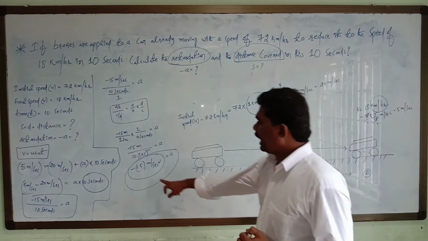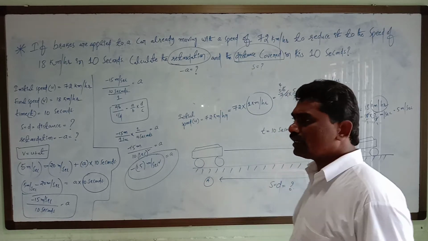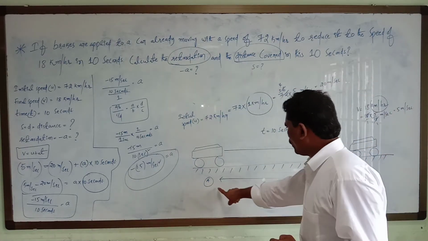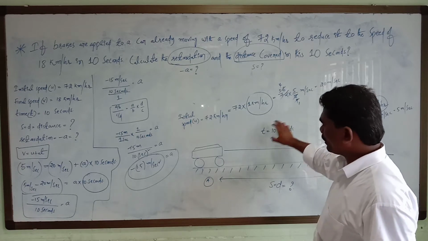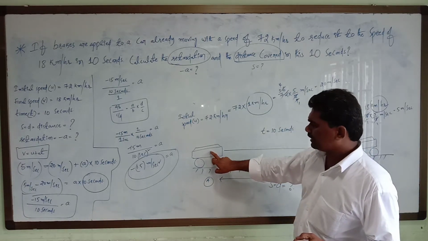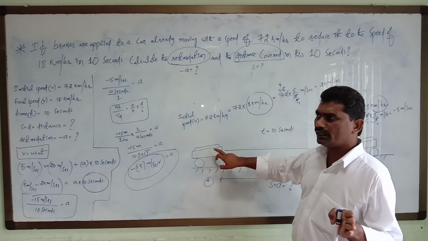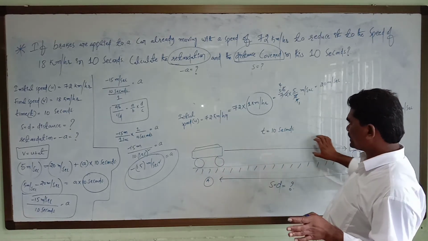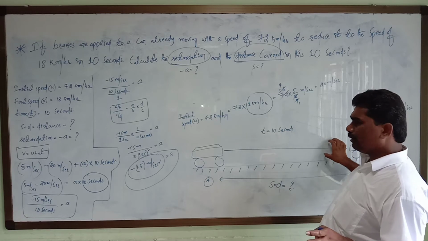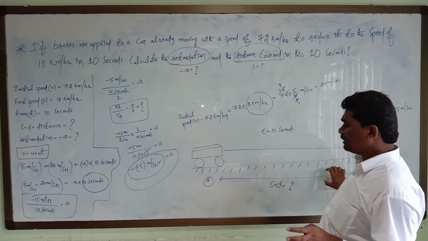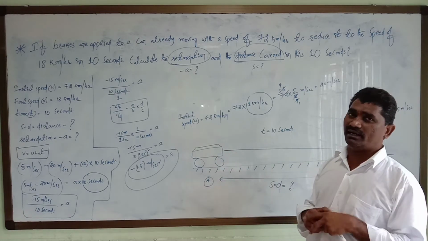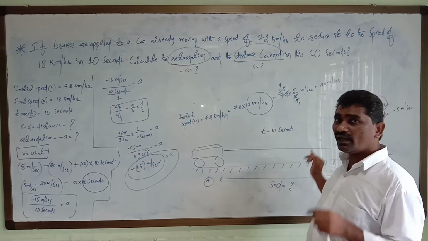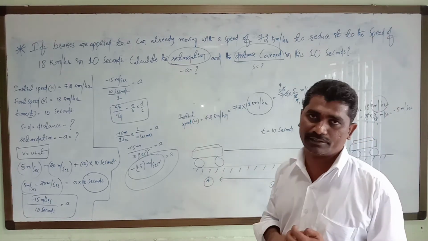So we have calculated retardation. Now we have to calculate the distance covered. Between these 10 seconds, the driver applied brakes, but the car didn't stop suddenly. The car moved a certain distance during those 10 seconds. How much distance has been covered by the car within these 10 seconds is to be calculated.